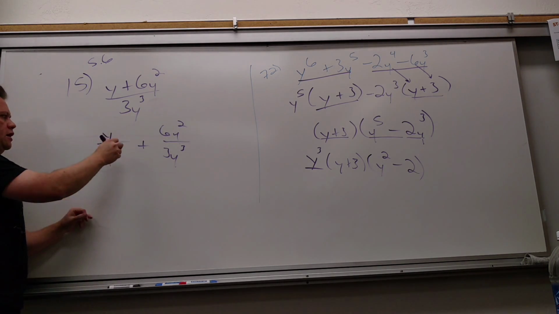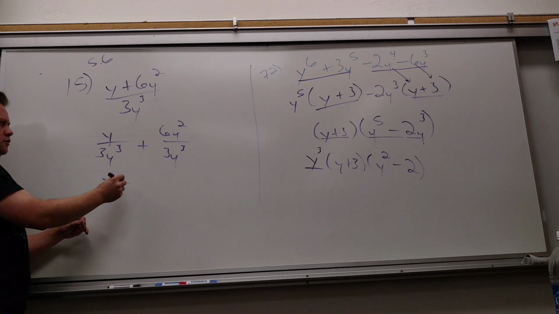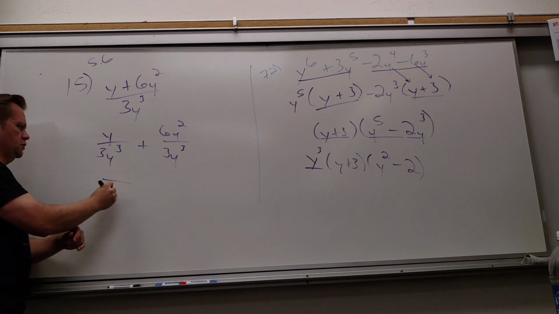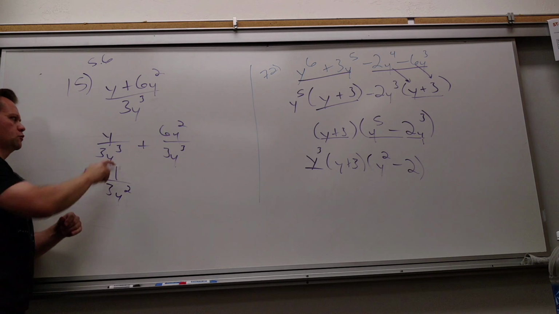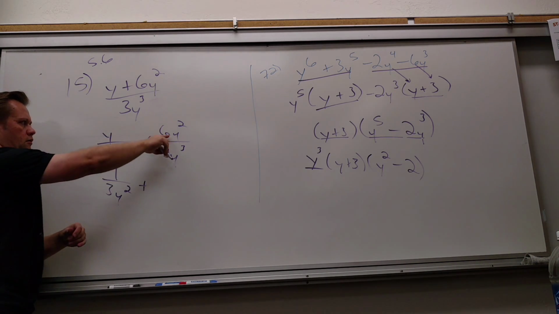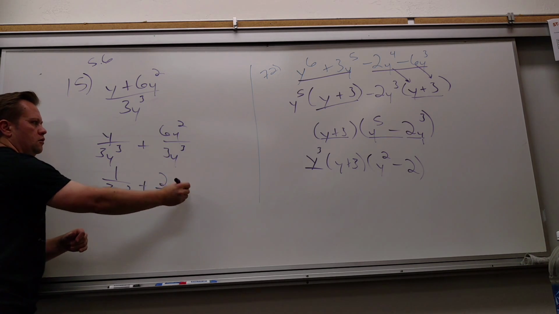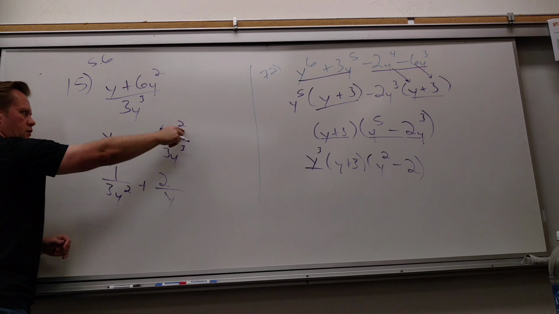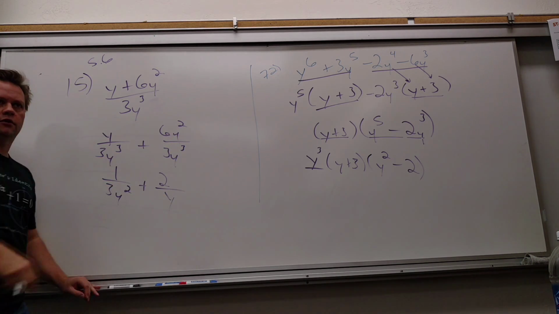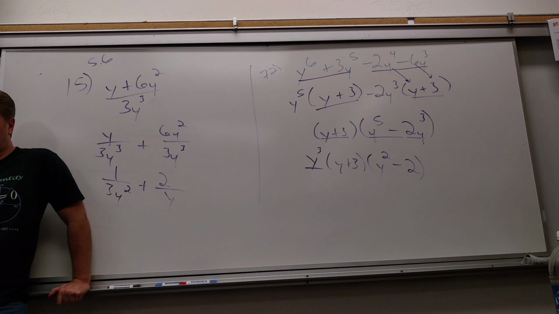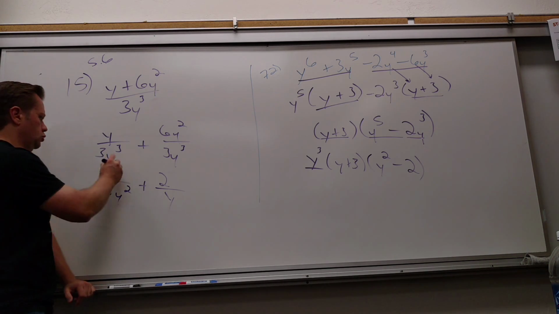And then just to finish this out, what happens here? 2y, 2 on the bottom. Good. And what's on the top? One. Because 1y dies. Y divided by y is 1. Then 2 over y: 6 divided by 3 is 2, and y squared over y cubed leaves 1y on the bottom after they battle it out. That's it.